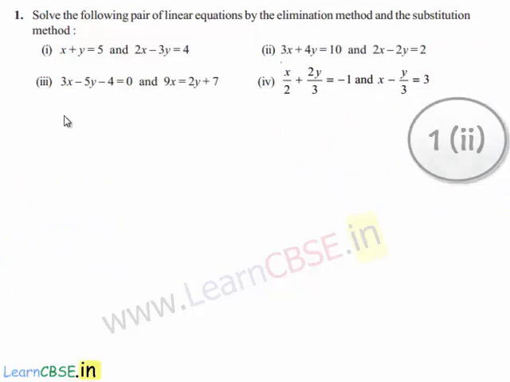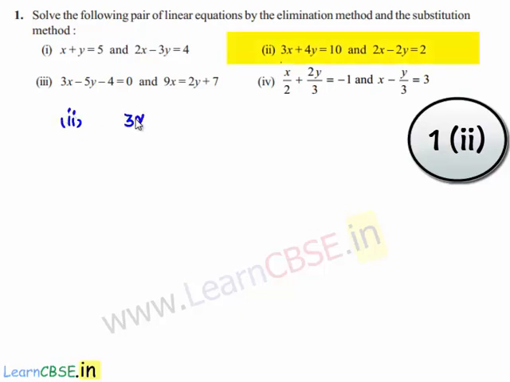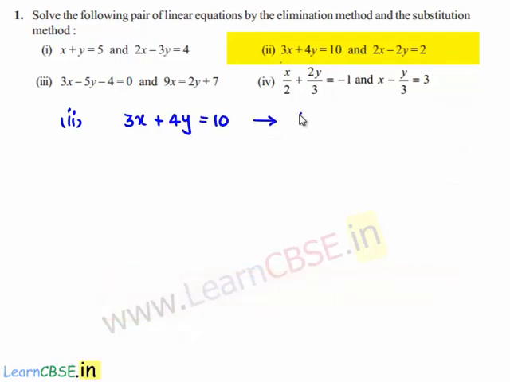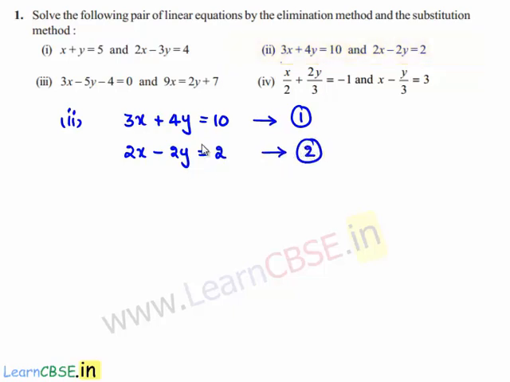Now coming to the second bit, which is 3x plus 4y is equal to 10. So let this be equation number 1 and the second equation is 2x minus 2y is equal to 2. So let this be equation number 2. So first let us solve the given pair of linear equations by elimination method.